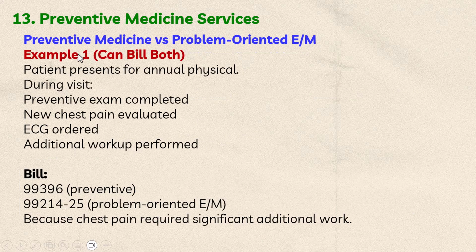Let's see an example. A patient presents for annual physical examination. During the visit, preventive exam completed. On the same encounter, new chest pain evaluated and ECG ordered and additional workup performed. So here you have to code 99396 for preventive and 99214 for problem-oriented evaluation and management, and modifier 25 because the chest pain required significant additional work.